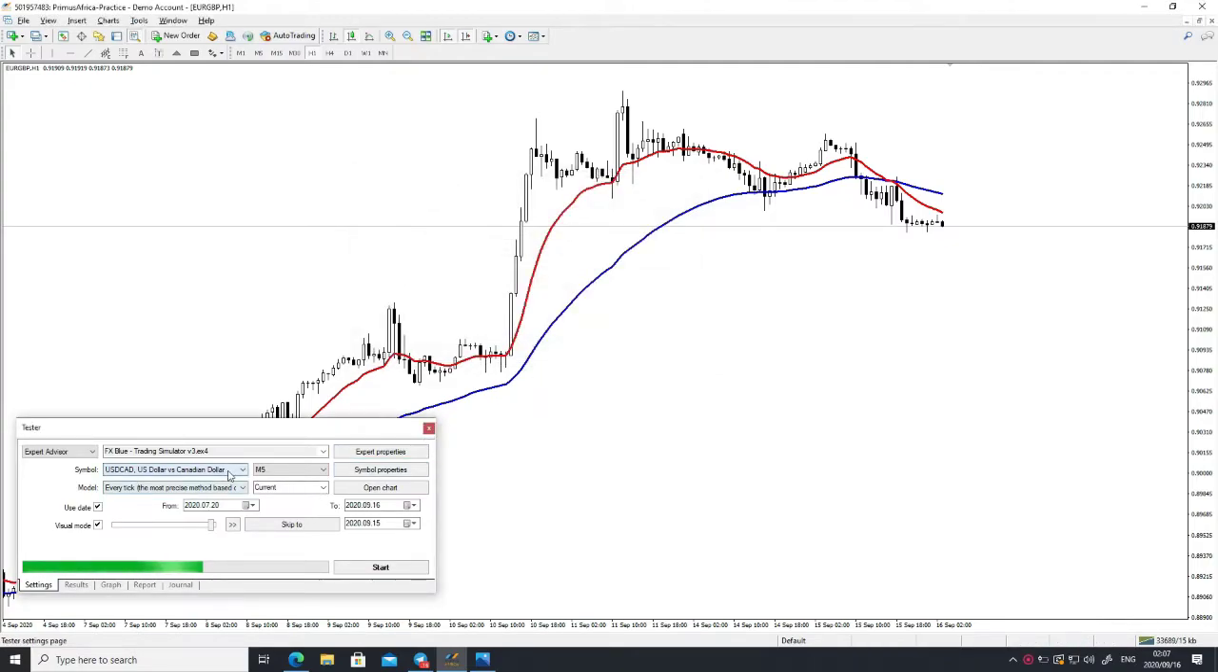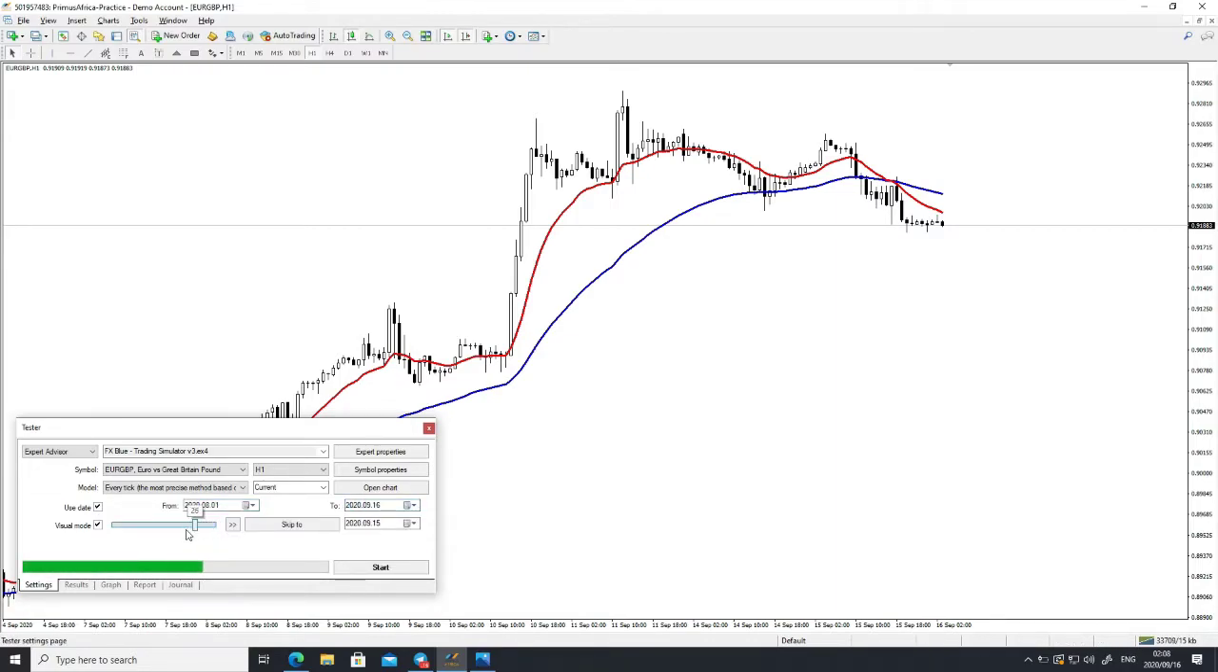Alright, now I want to choose the type of currency I want to start trading with. Choose my time frame, which is H1 for now. On model, I'm going to go with every tick. Okay, perfect. So now the starting date, I'm thinking of August the 1st. Let's go to it. There we go. And then to the 16th of September.